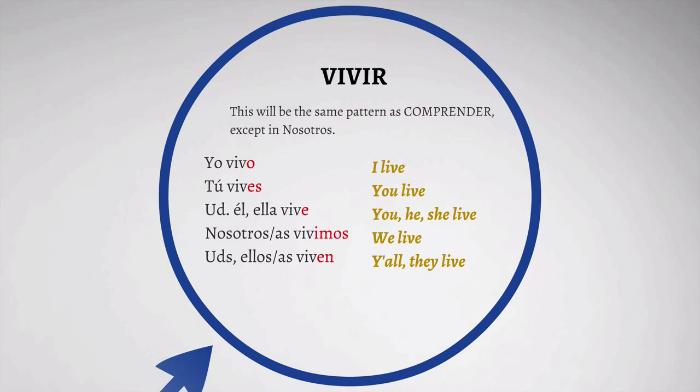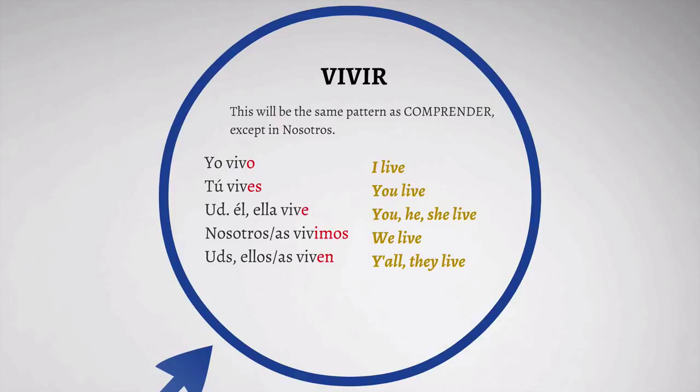This is the last type, vivir. They are the least common, the IR verbs. The pattern is exactly the same as the ER verb. Do you see? The terminations o, es, e, emos, en are exactly the same, with the only exception being that in nosotros we have the I sound instead of the E.